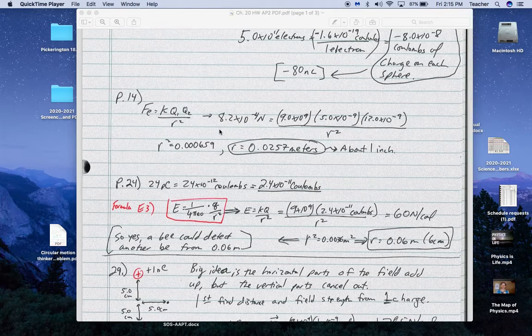For problem 14, a small plastic sphere with a charge of negative 5 nanocoulombs is near another sphere with a charge of negative 12 nanocoulombs. The spheres repel each other with a force of magnitude 8.2 times 10 to the negative 4th newtons. What's the distance between them?